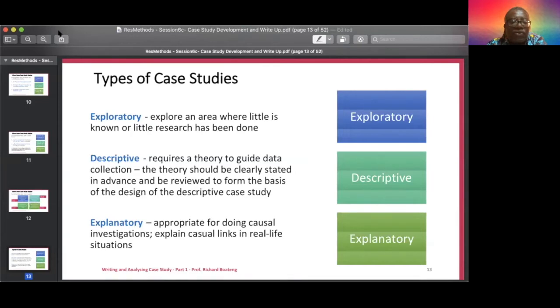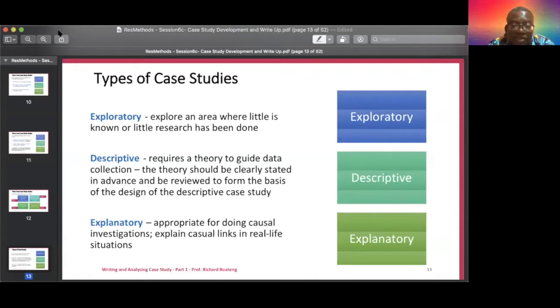Then we also have what we call an explanatory case study, in which you are doing a causal investigation, or trying to explain causal links in real life situations. So what causes something to happen? And what are the links between the particular causes or between the particular variables? So that one will take us into an explanatory kind of case study. So you have exploratory, descriptive, and explanatory.